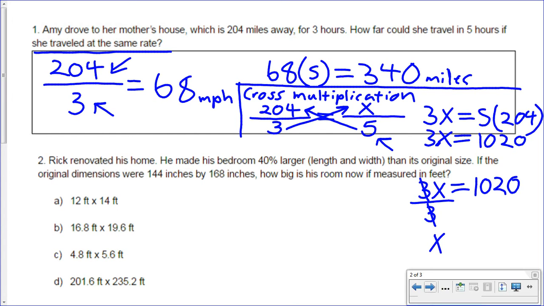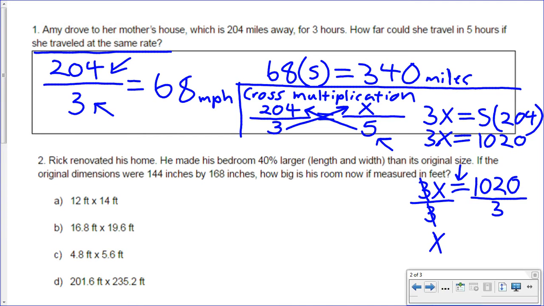But we must remember, if we have an equal sign, if we decide to do something to one side of the equation for a certain reason, in this case this reason is to isolate the variable, we must do the same thing to the other side of the equation. So we must divide both sides by 3.